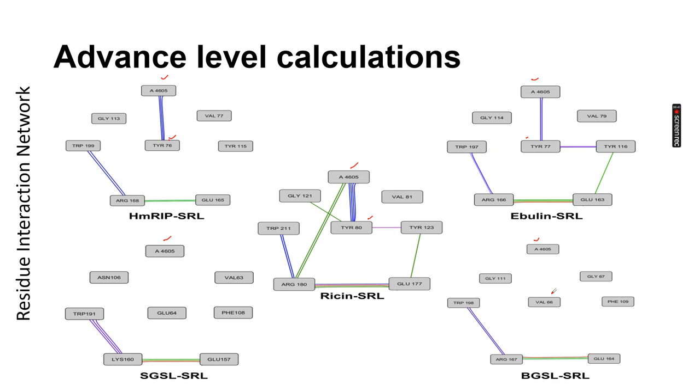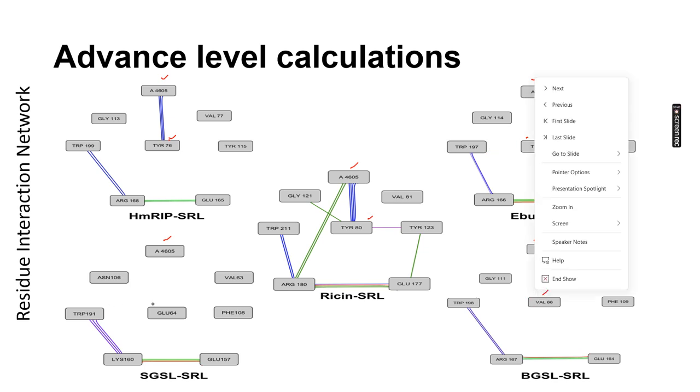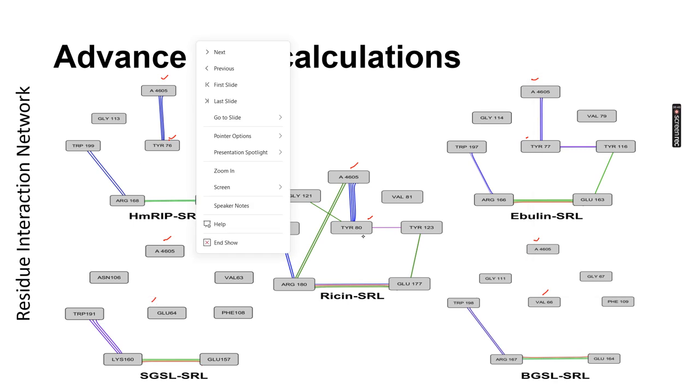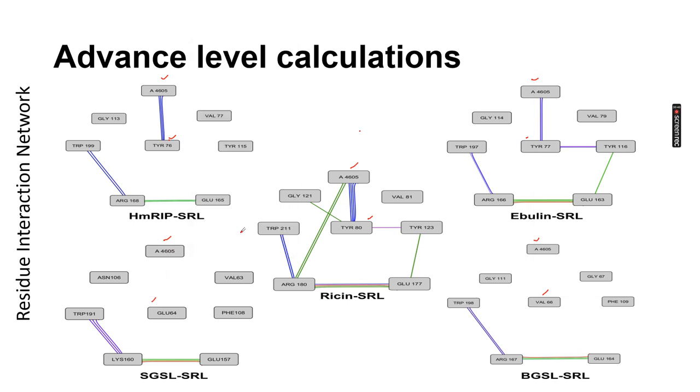So when this tyrosine is mutated to valine or glutamine, we don't see any interactions. This is one of the key observations. And you can see this set of residues: tryptophan, arginine, glutamine, tryptophan, lysine, glutamine, tryptophan, arginine, glutamine, tryptophan, arginine, glutamine. So what is the difference between arginine and lysine?